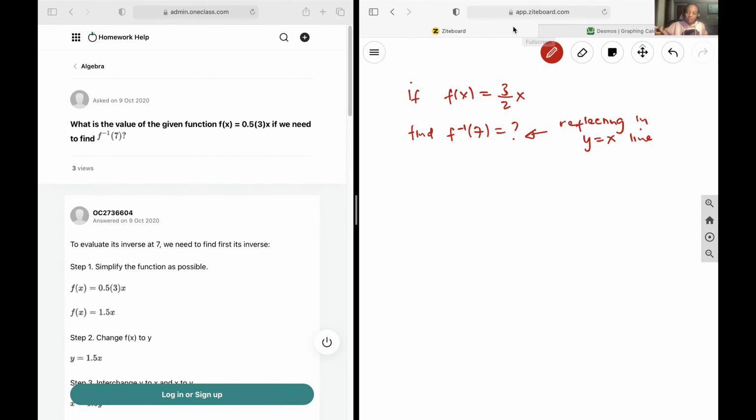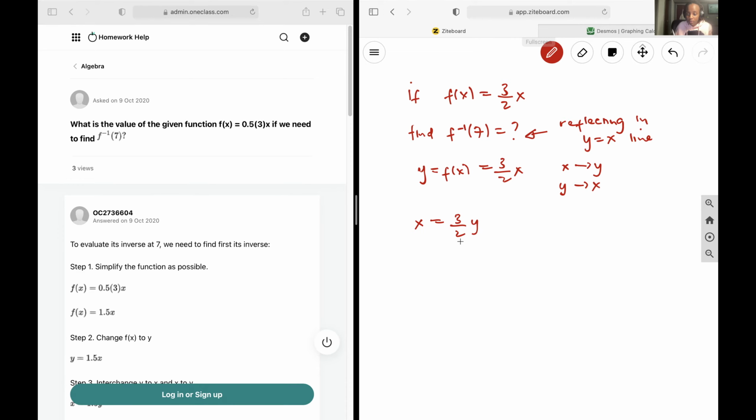So what that corresponds to when you're finding it is, let's first label the function y is equal to f of x, which is 3 over 2x. And now what you want to do is label x as y and y as x. You're doing this because you're reflecting it in the line y is equal to x. So that allows for this to happen. And so it becomes x is equal to 3 over 2y.